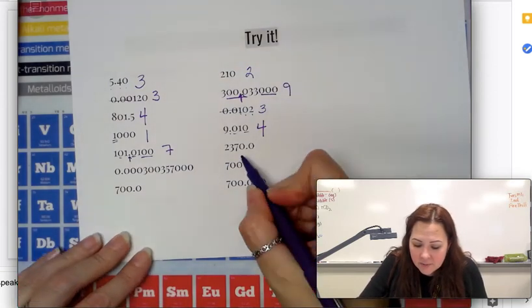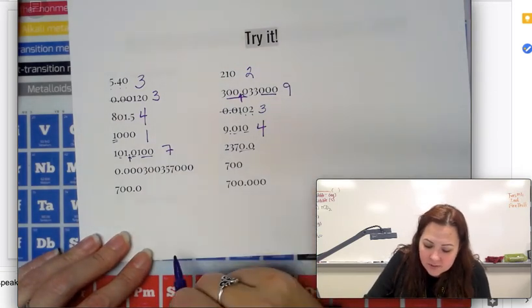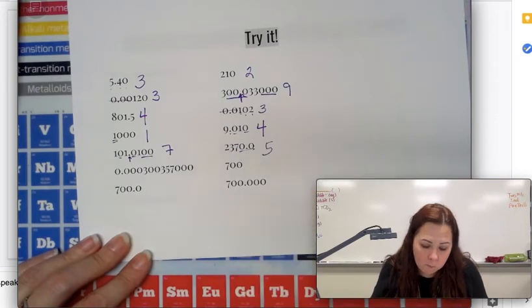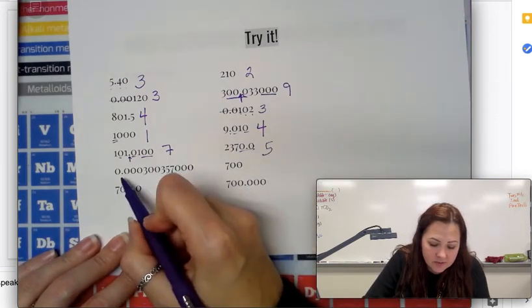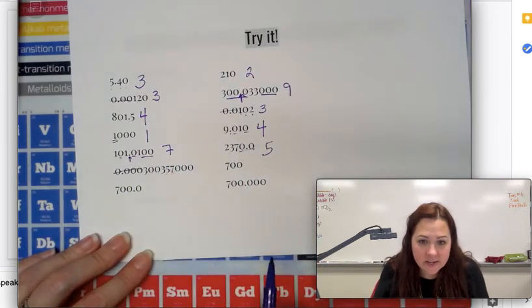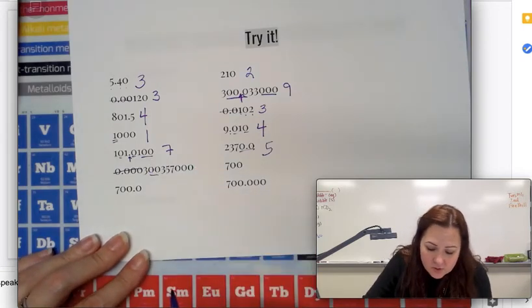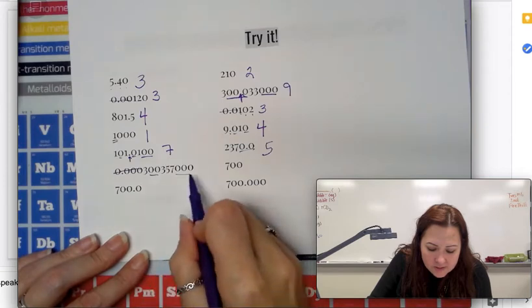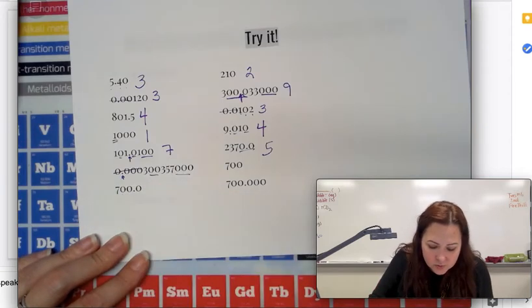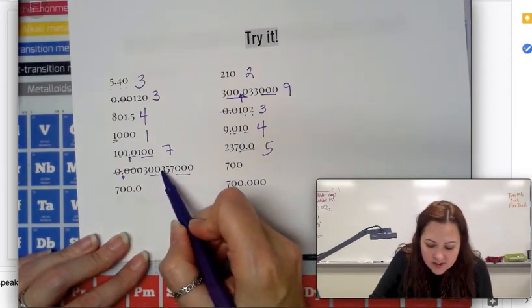Zeros at the end of a number count when there's a decimal place present. So that one's 5. This one, these zeros don't count. They just show how tiny it is. Those are sandwiches. Those count. Zeros at the end of a number count when you have a decimal place present, which I have right there. So this one has 1, 2, 3, 4, 5, 6, 7, 8, 9.